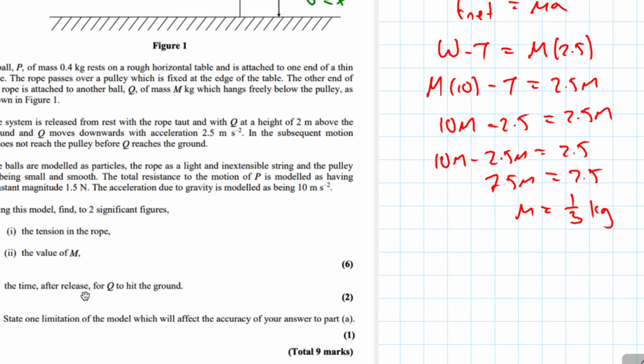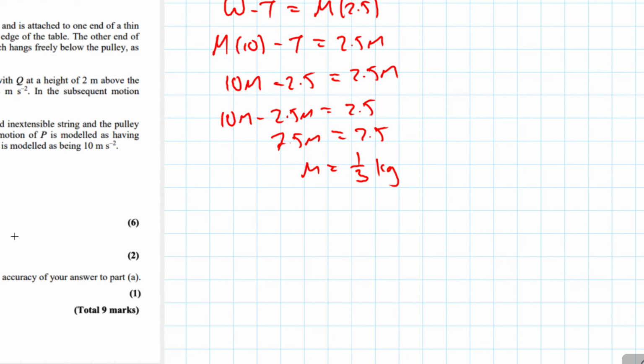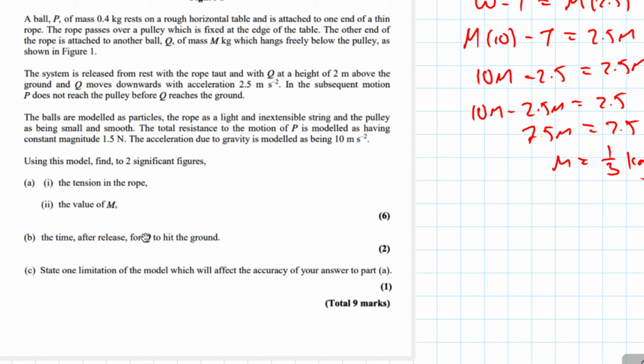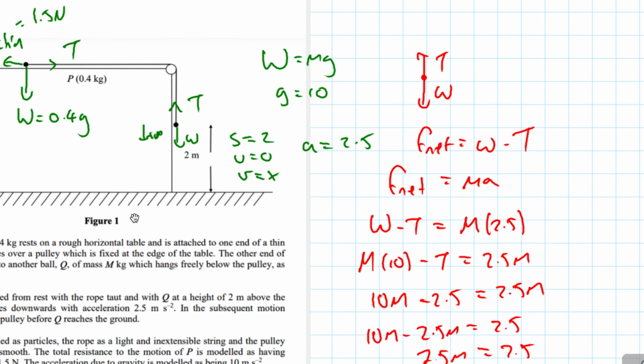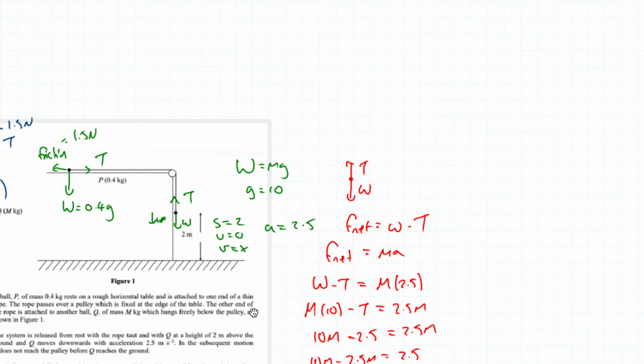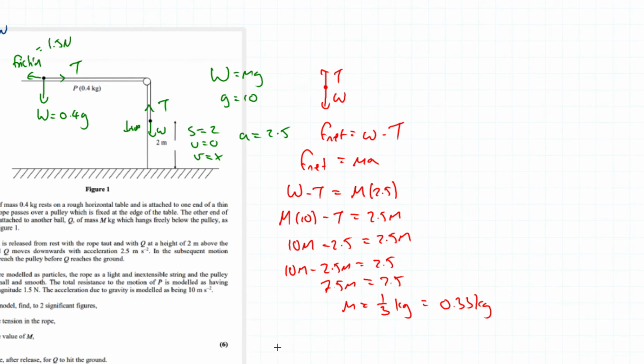Find the time after release for Q to hit the ground. Use the model to find the answer to two significant figures. So also do read the question. So to two significant figures, M is equal to 0.33 kilograms. Okay, the time after release for Q to hit the ground. Again, we've already set up most of our equation. So we want to find the time it takes to hit the ground. So here we're going to borrow most of this one.